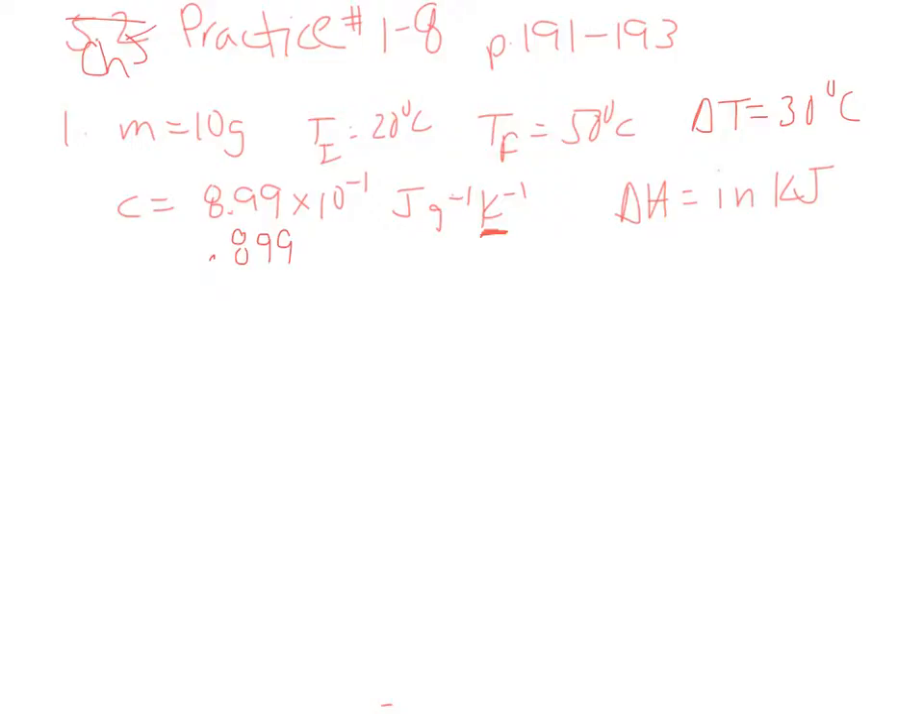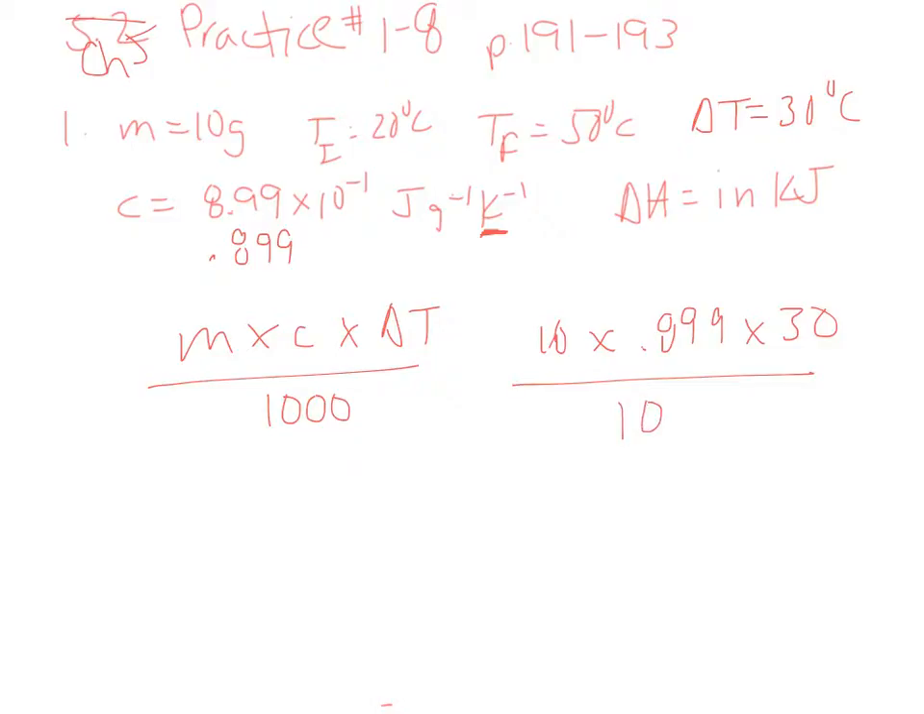So the only thing slightly tricky is when they ask for the expression that gives the heat energy, they want it in kilojoules. So I need mcΔT divided by 1,000 to express this in kilojoules. So that would be 10 times the 0.899, or the 8.99 times 10 to the minus 1 as they wrote it, times 30 divided by 1,000. And that corresponds to their choice of, appears to be, excuse me, D.